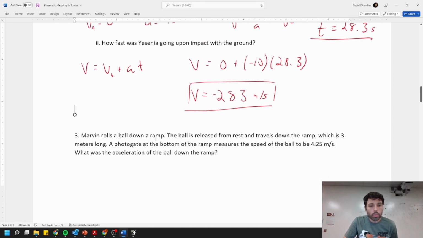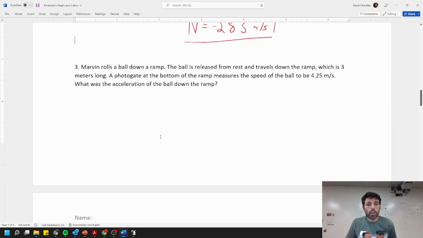All right, number 3, Marvin rolls the ball down a ramp. The ball is released from rest. Released from rest means initial velocity is 0. It's 3 meters long, so that's my displacement. Meters is distance, so I'm going to put my delta x as 3 meters.